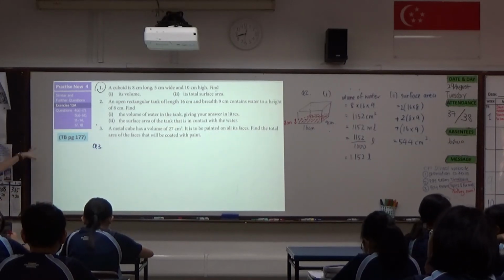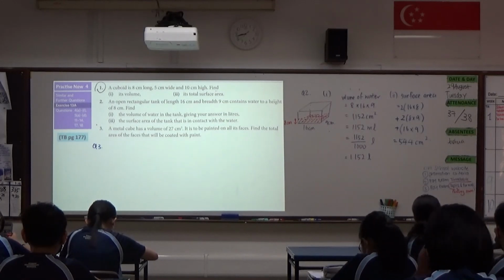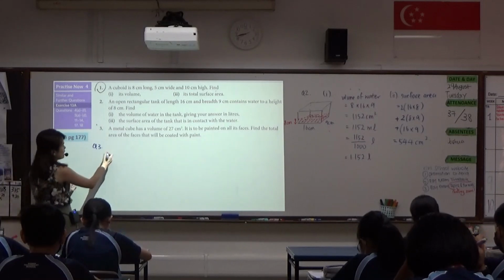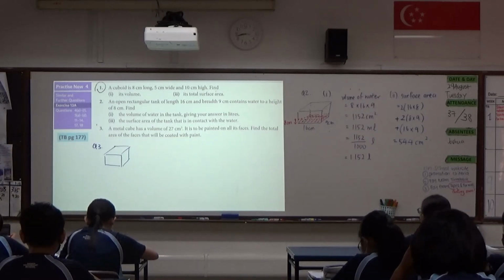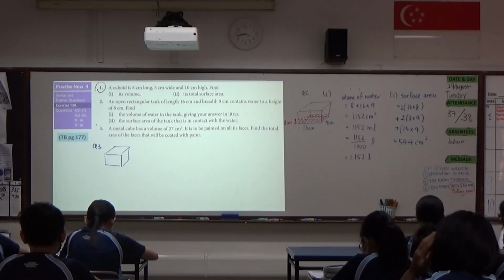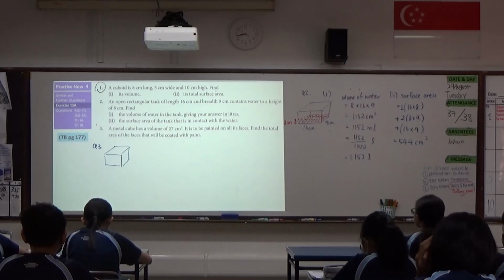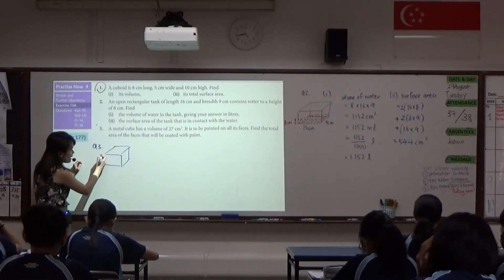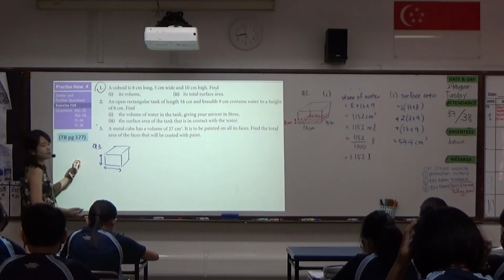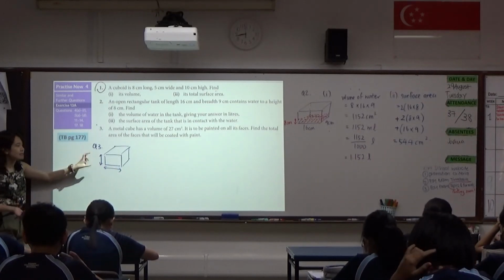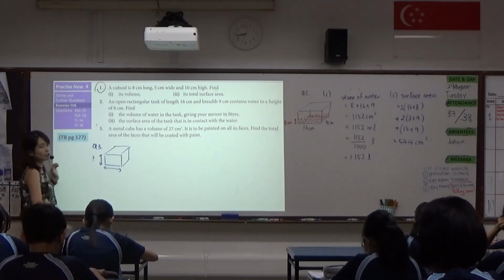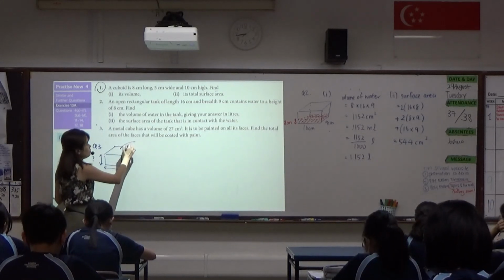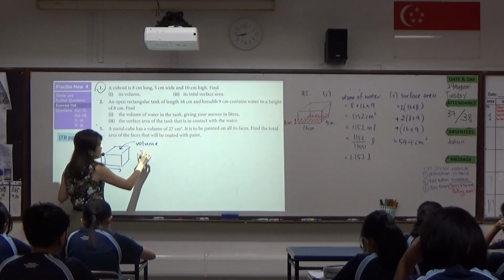Okay? For this session. It says that a metal cube has a volume of 27 cm cube. It is painted on all its faces. So we're looking at the cube. So something like that. We want to find the total area of the faces that will be coated with paint. Okay, so like what Zach was doing just now, if I know the length of each side of the cube, I just simply have to take 6 times the area of one side. But the problem is that, what is the length of one side of the cube? Okay, we know that the volume is actually 27 cm cube.